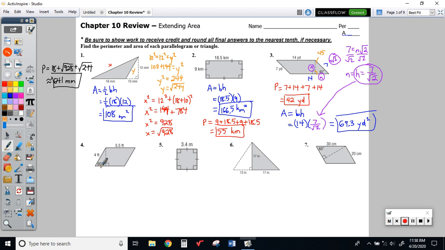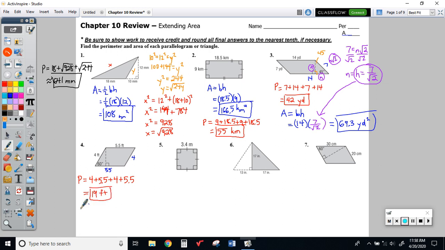For number 4, this one is a parallelogram. This is 5.5 down here. This is 4 over here since it's a parallelogram. We'll start with perimeter first again because I think that's a little easier once again on this one. 4 plus 5.5 plus 4 plus 5.5. Putting that together, I've got 11 for that, 8 for that, so that's 19 total. That would be feet right there.